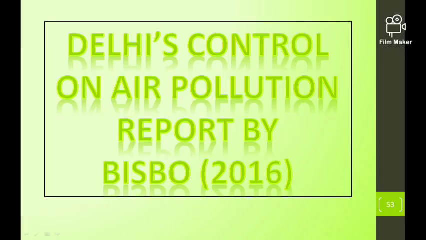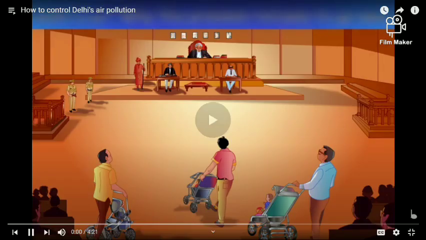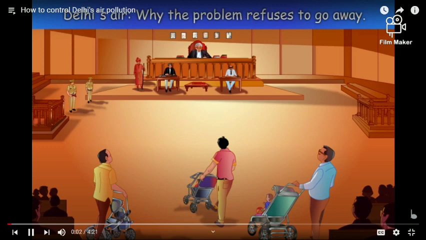Now let us move to a report from 2016 on Delhi's control over air pollution. Delhi's air, why the problem refuses to go away.